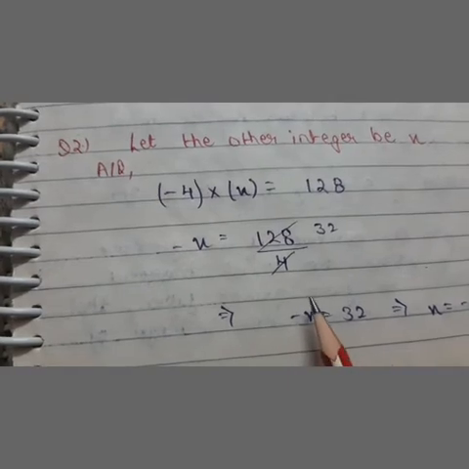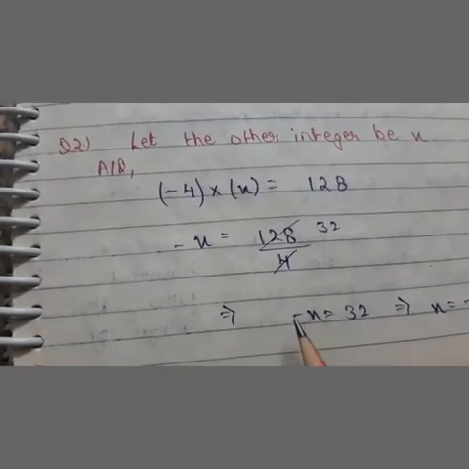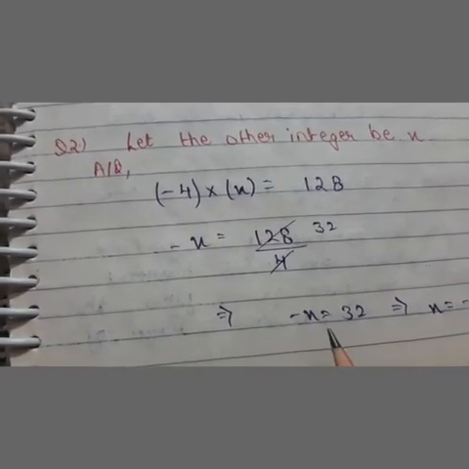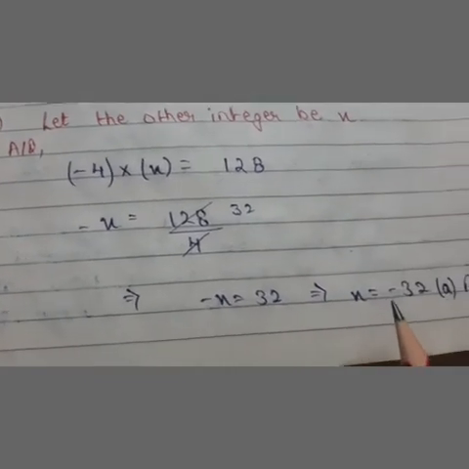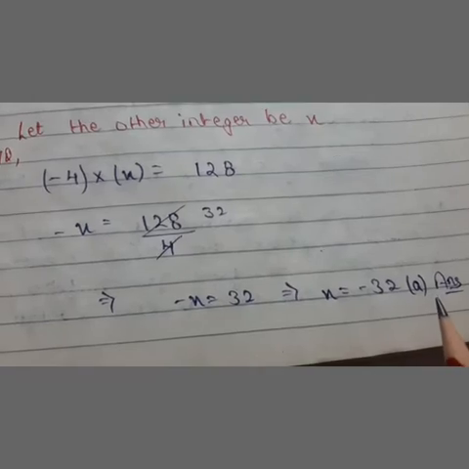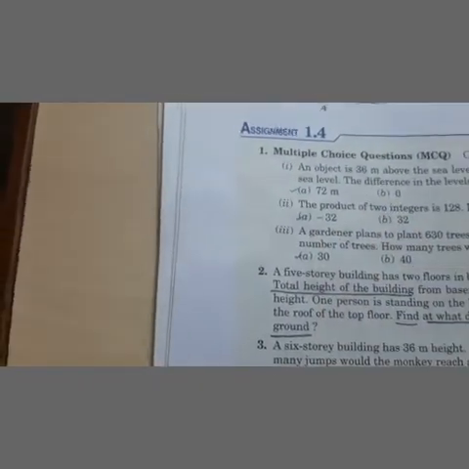But we cannot write any variable with a negative value, that's why we'll transfer this sign to the right hand side. Therefore x equals minus 32. That is your option A. So take option A, this is your answer.